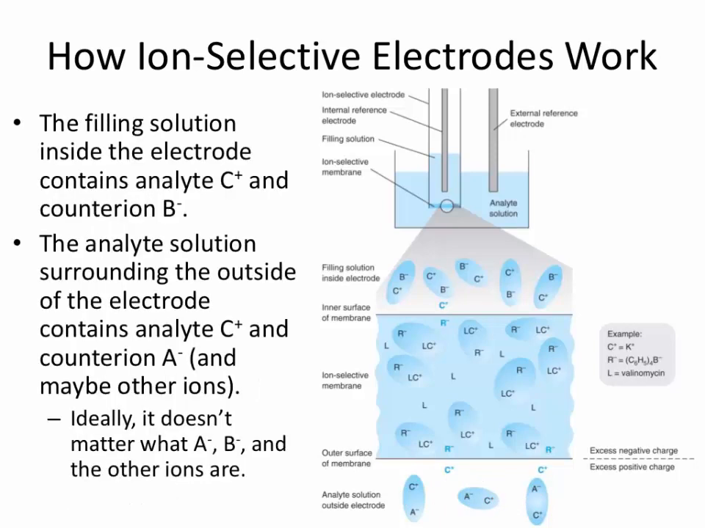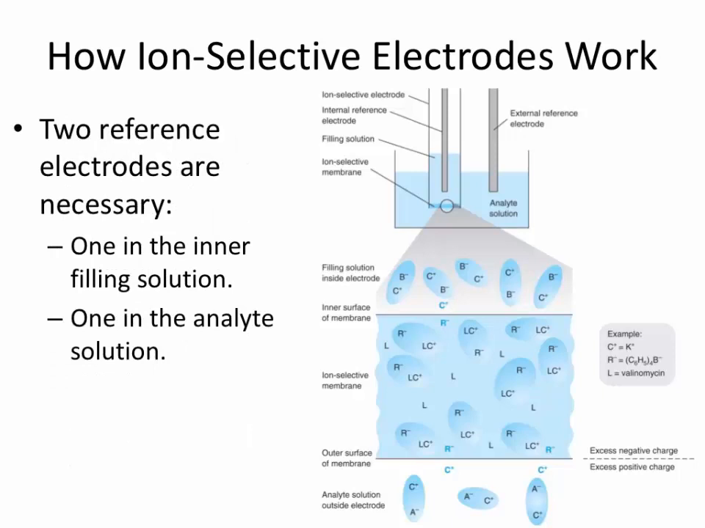ion. Now the filling solution inside the electrode then contains our C+, in this case our potassium ions, and its counter ion B-. And the analyte solution surrounding the outside of our electrode, that's down here, contains our analyte, C+, again in this case that's potassium ion, and a counter ion A-, and it may contain some other ions as well. Now ideally, it doesn't matter what our A and our B and what the other ions are, but in practice it may.